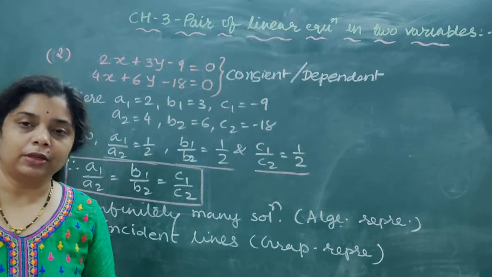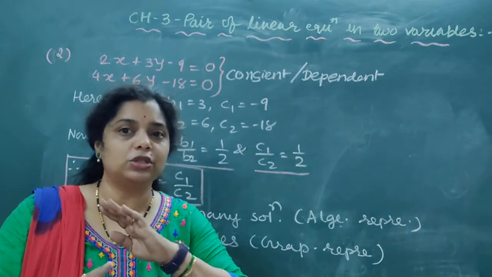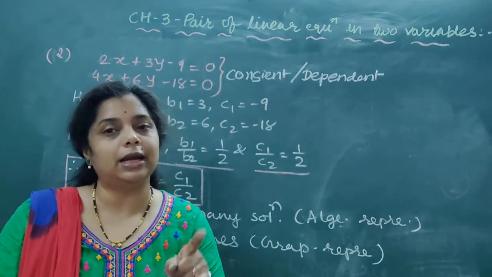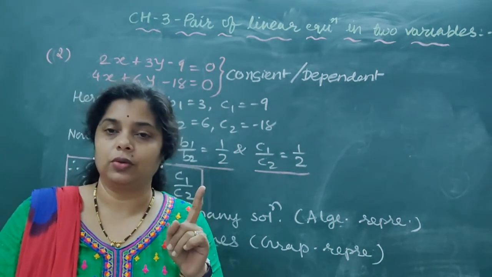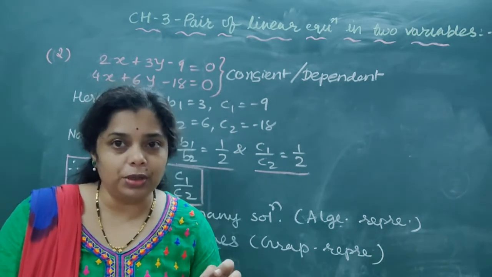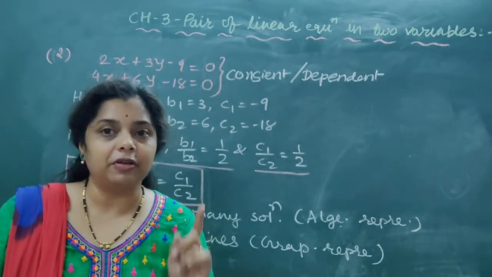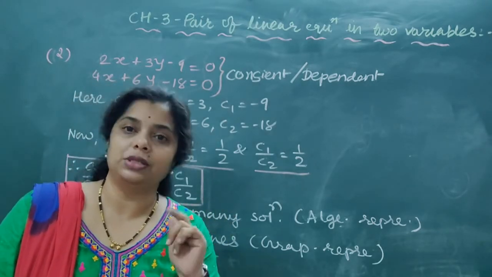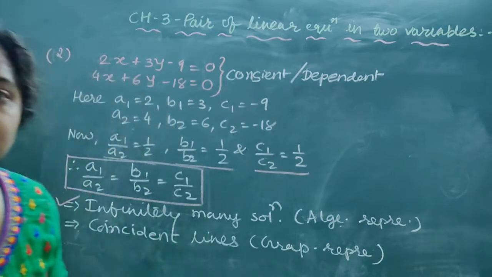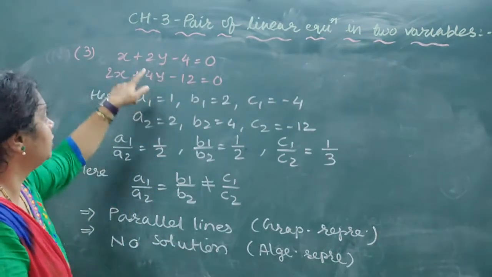Is it clear? Okay. Again, I recall the thing: a1 by a2 is not equal to b1 by b2. In that case, unique solution and intersecting line. Here, a1 by a2 is equal to b1 by b2 is equal to c1 by c2. In this case, infinitely many solutions and coincident lines. And let's take the third pair of a linear equation.